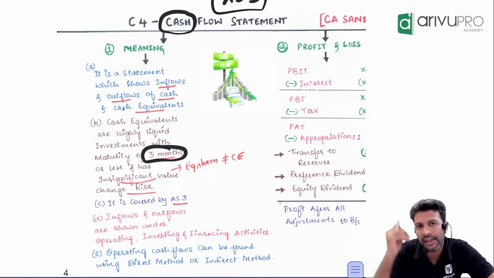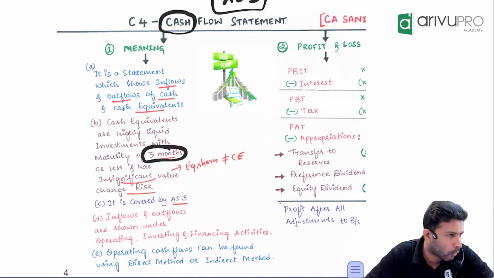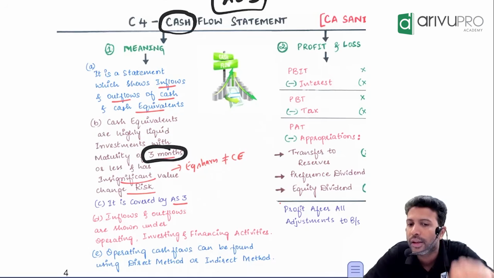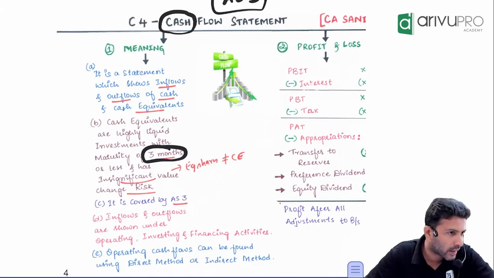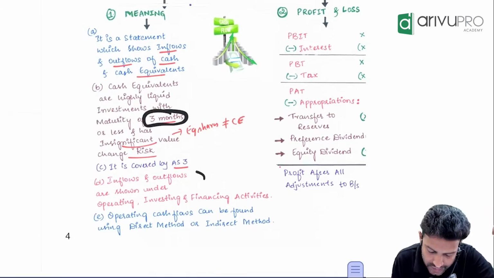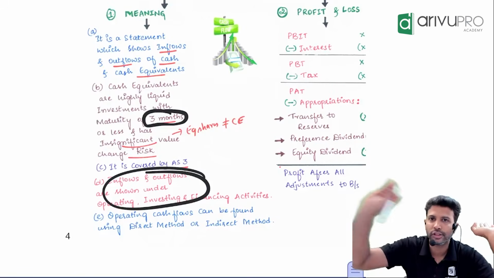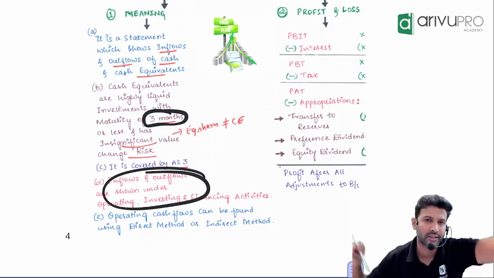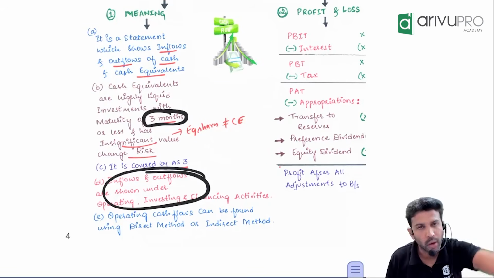Okay, this inflow and outflow, we put it under 3 buckets. Those buckets are cash flow from operating activity, cash flow from investing activity, and cash flow from financing activity. That's all it is. Take those inflows and outflows and put them under 3 categories: operating, investing, and financing. As simple as that.